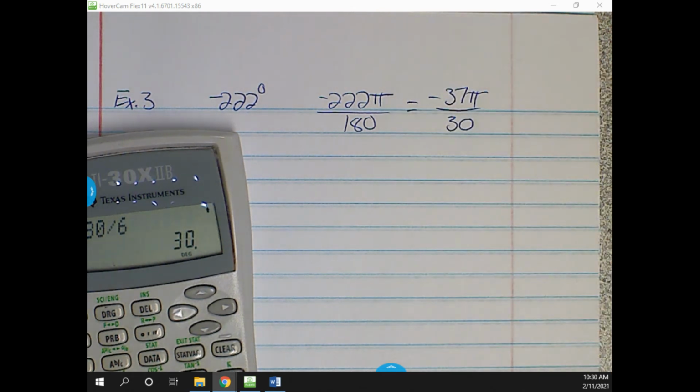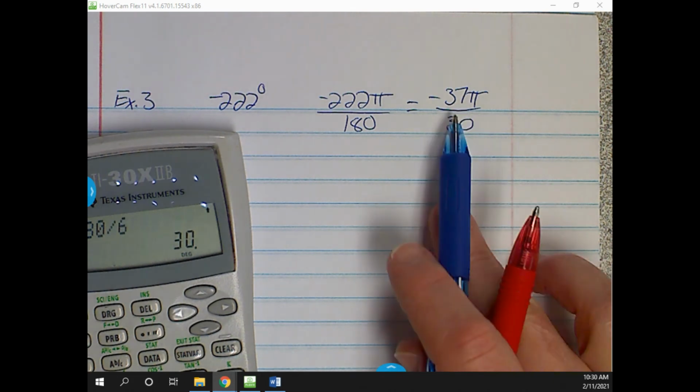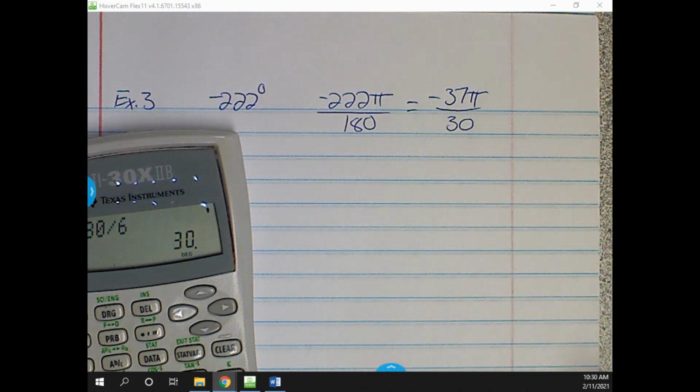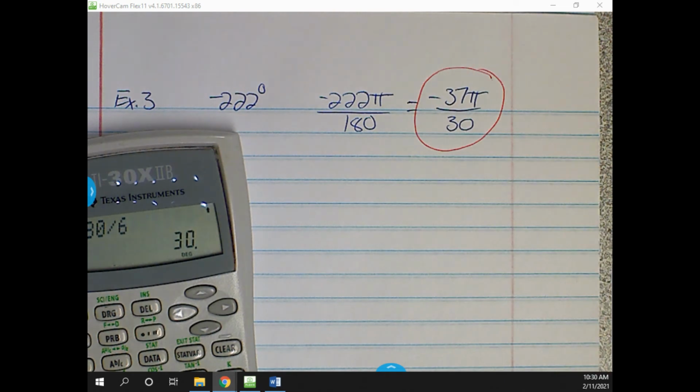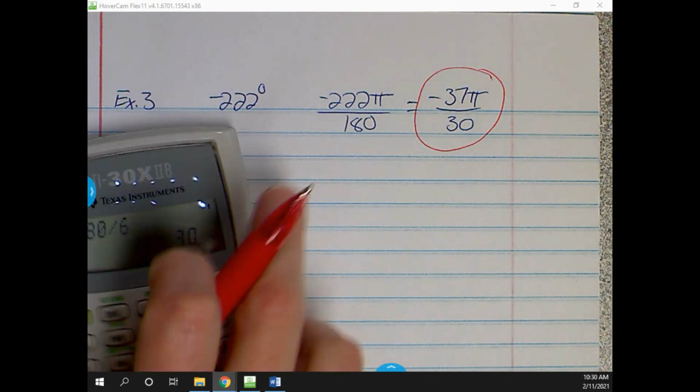And then if you check that one, 37, there's not really anything that goes into 37 because it's a prime number. If you start going through all the list of numbers, that's it. So for that one, that's as far as you have to go. You do not have to make these into a mixed number. As long as it's simplified as much as you can simplify it, that's fine to leave it in proper fractions.